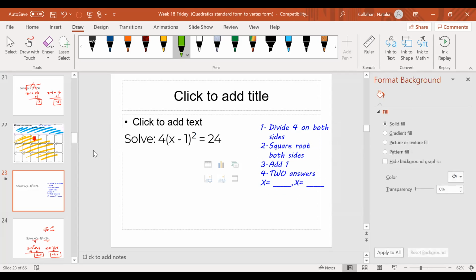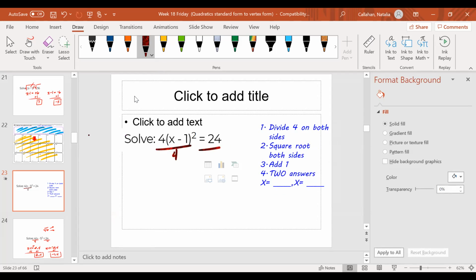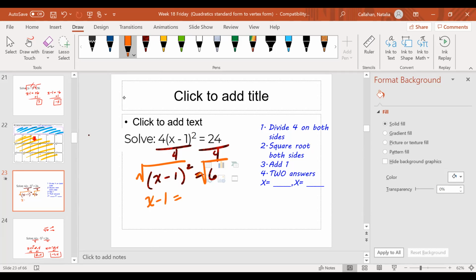Okay, so starting off here, let's go ahead and do that. Step 1, divide 4 on both sides. I'm going to divide it by 4, divided by 4. x minus 1 squared equals 6. Step 2, square root both sides. We're going to square root this side, square root this side. x minus 1 equals plus or minus, what is the square root of 6?